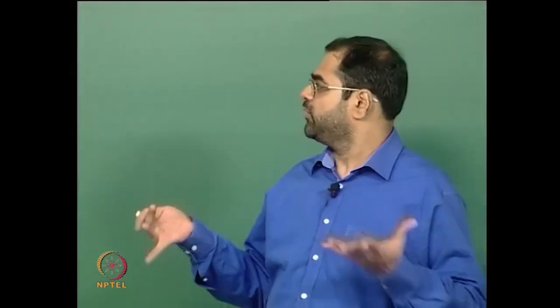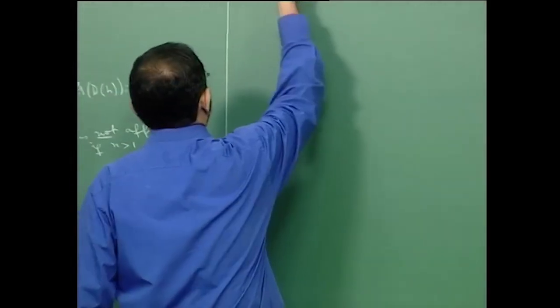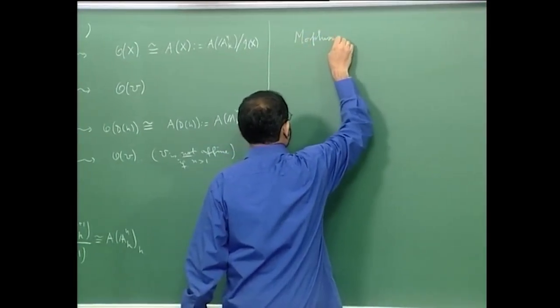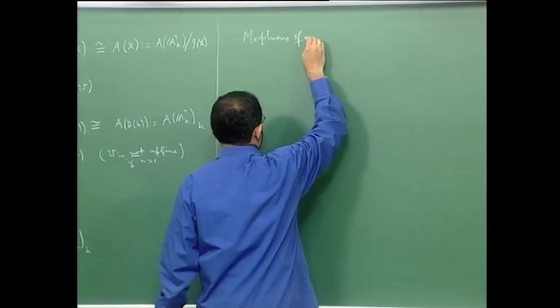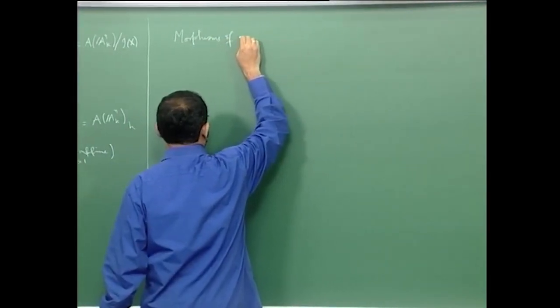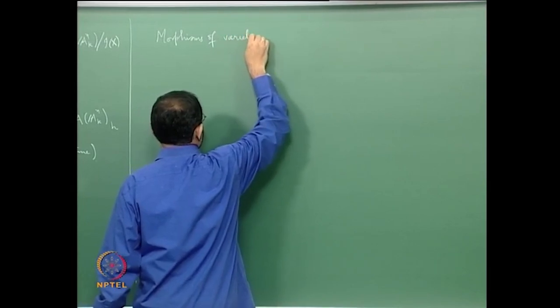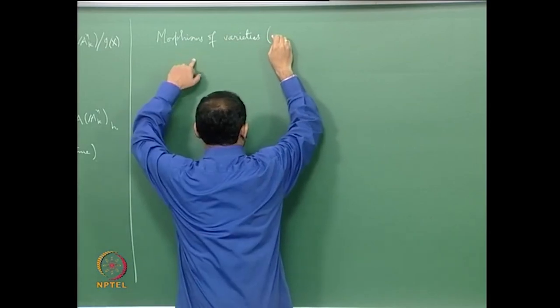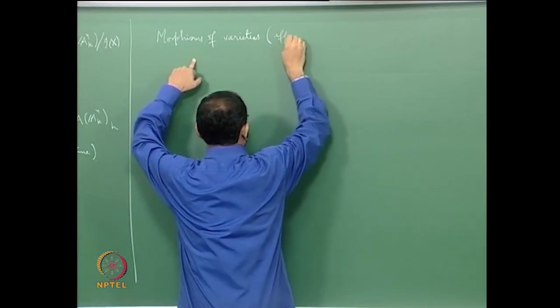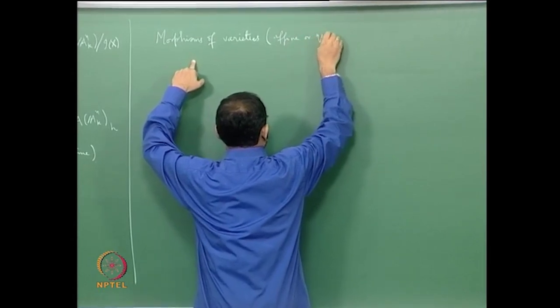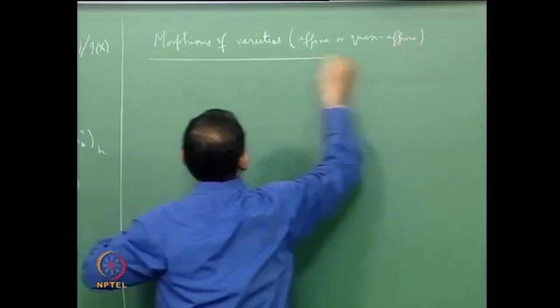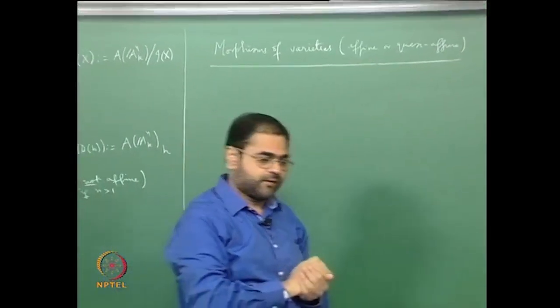And so what I am going to do next is, how do I define morphisms? Let me put that as a title here: Morphisms of varieties. By varieties I mean either affine or quasi-affine varieties. How do I define what a morphism is?